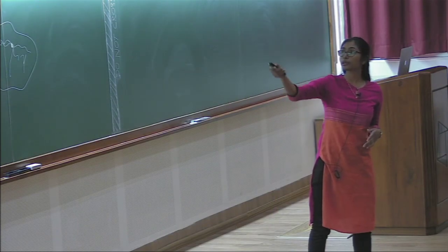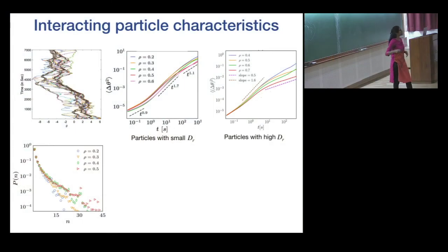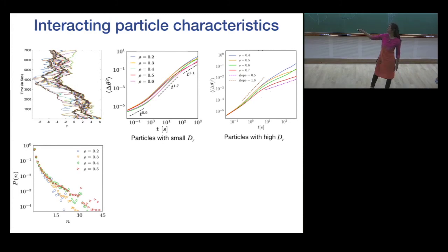If you see the mean square displacement, here I have two sets of particles with different parameters, and they show similar subdiffusive behavior. To reach the subdiffusive regime, it will take more time, depending upon the rotational diffusion constant.